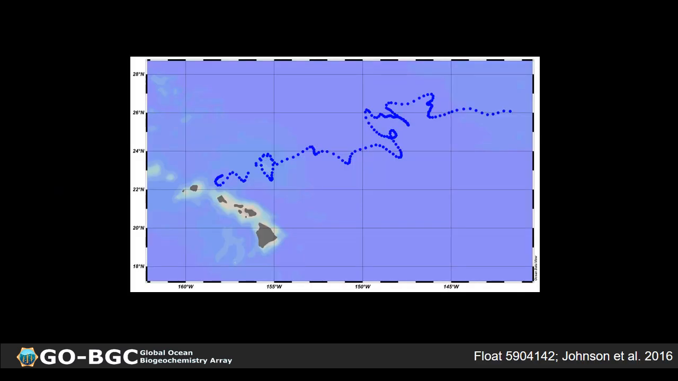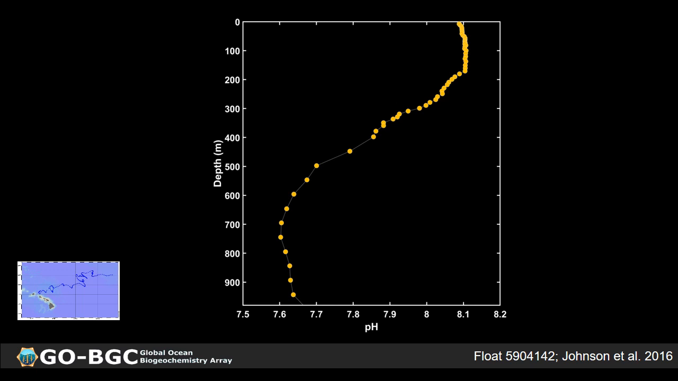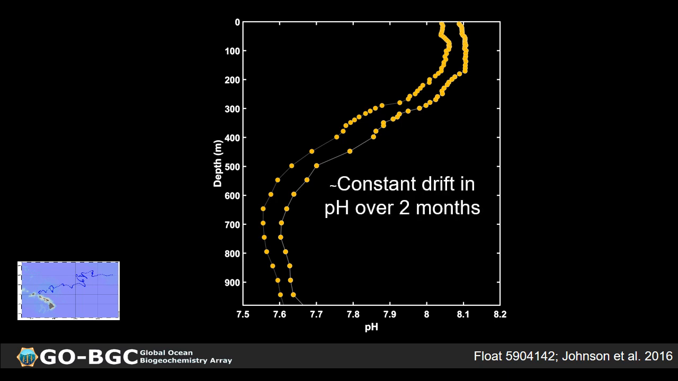To demonstrate how pH sensors drift on floats, I want to show you some data from a pH float that was deployed off of Hawaii, and this is actually the first pH float that was deployed in 2012. So this is one of the first pH profiles that this float collected, but the sensor drifted low over time. As you can see in this profile, which was collected about 2 months after the float deployment, the sensor drifted by a constant pH over the whole profile. In other words, the pH drifted low at the surface by about the same amount that it drifted low at depth.